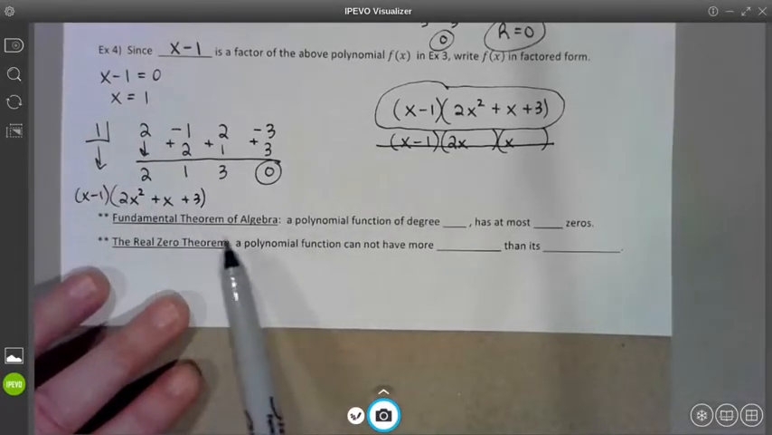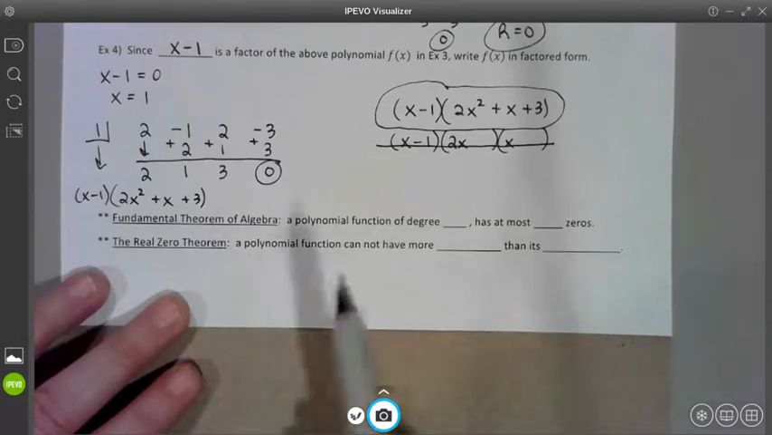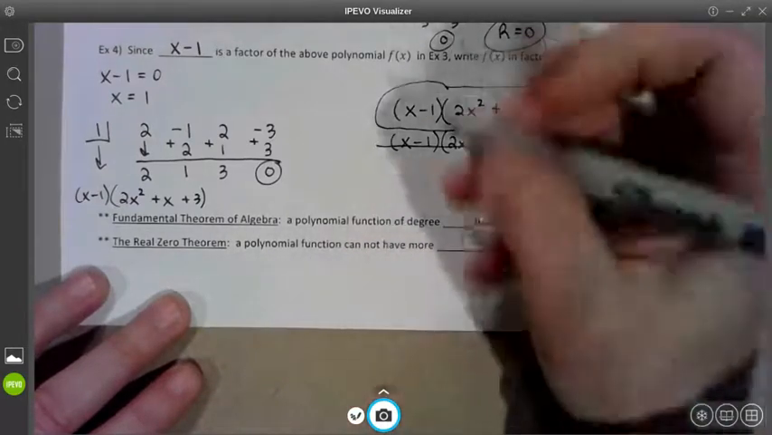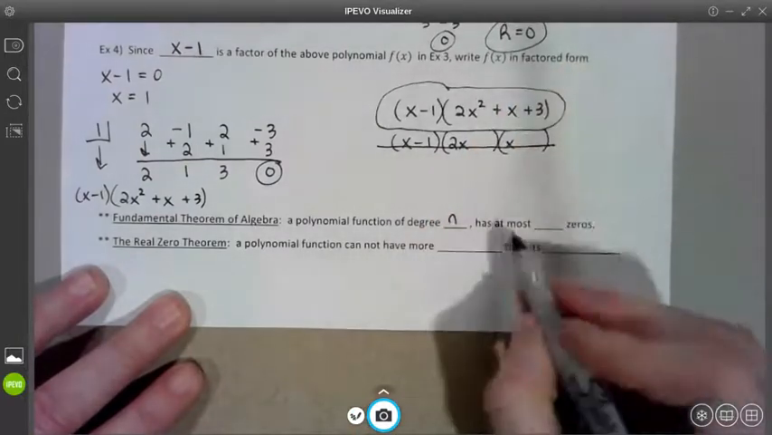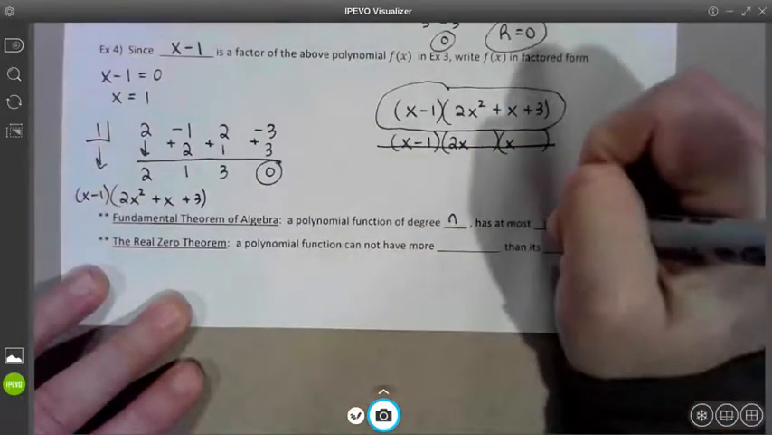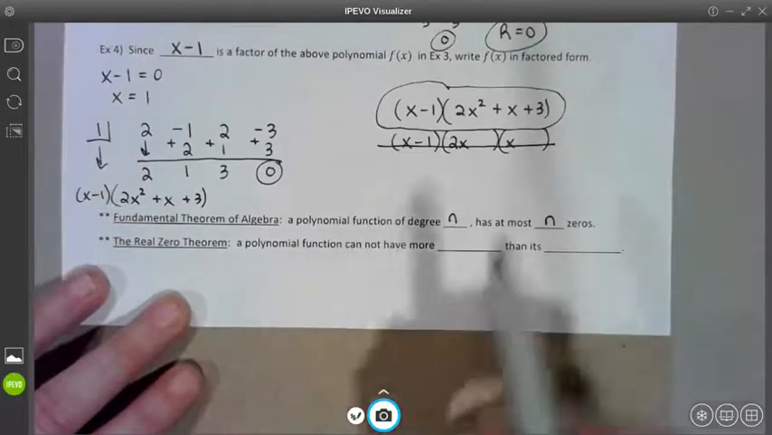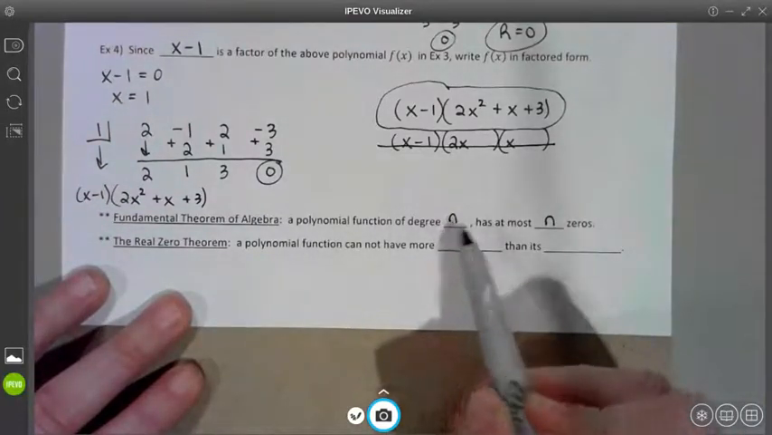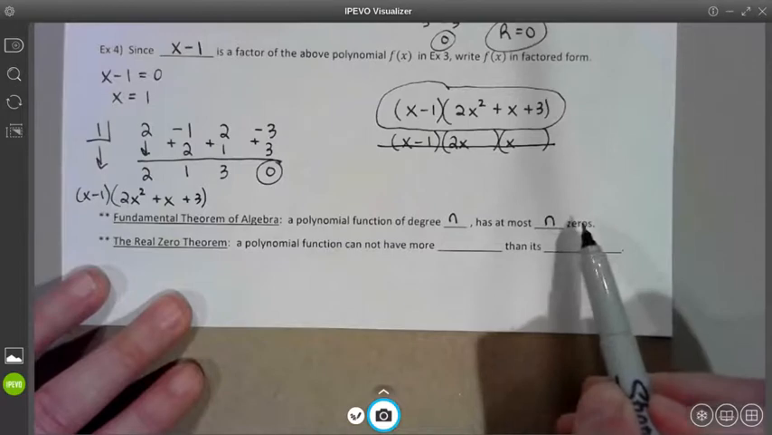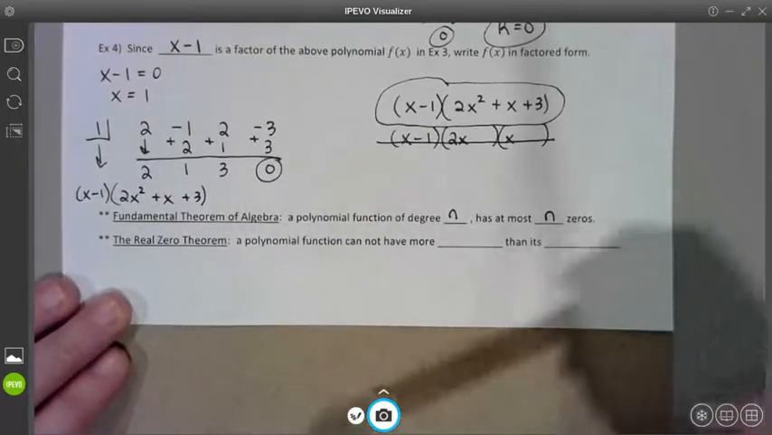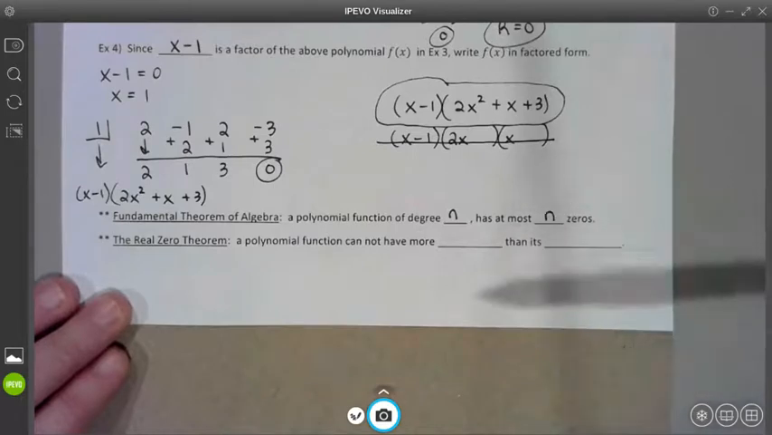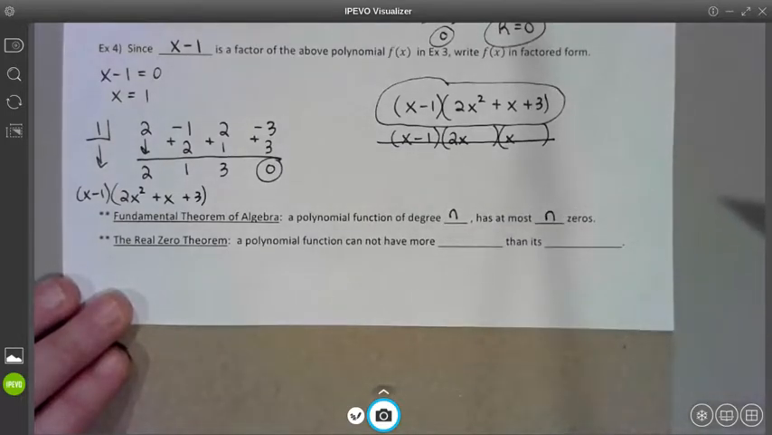So remember, the fundamental theorem of algebra is a theorem that says a polynomial function of degree n has at most n zeros, okay? So if it's a degree 4 polynomial, then it can have at most 4 zeros, all right? That's important. So you kind of look at a degree as like your cheat sheet. If it's a degree 4, you know you're looking for 4 zeros. If it's a degree 3, you know you're looking for 3 zeros and so on. And you can't have any more than that.